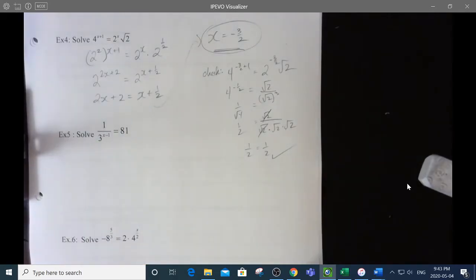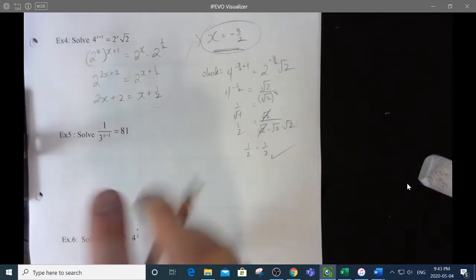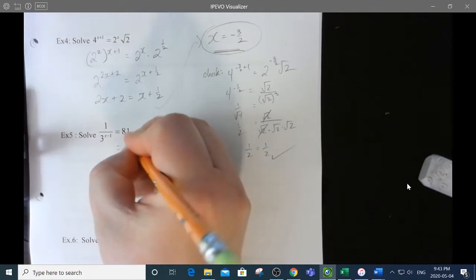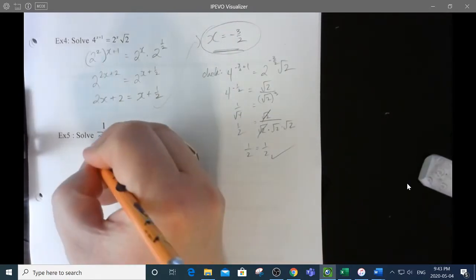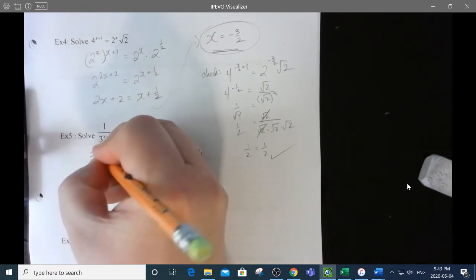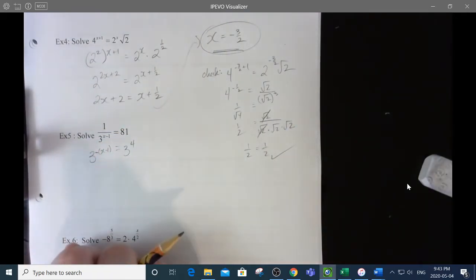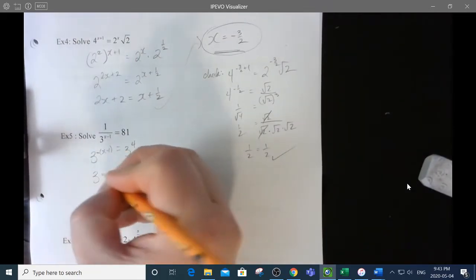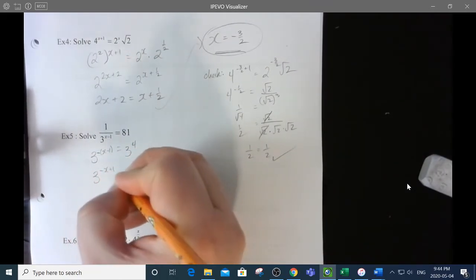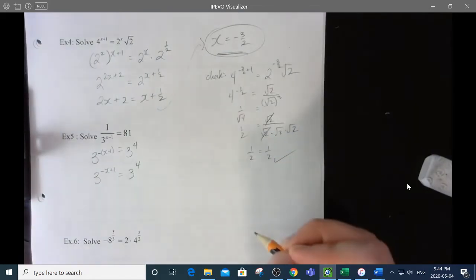All right, what am I going to do with this guy? Well, I'm seeing 3's, right? Because 81 is 3 to the 4. And I can rewrite this as 3 to the negative x minus 1. And be careful, notice that I actually put that x minus 1 in a bracket, because I'm going to have to sort of distribute that and come out to that.